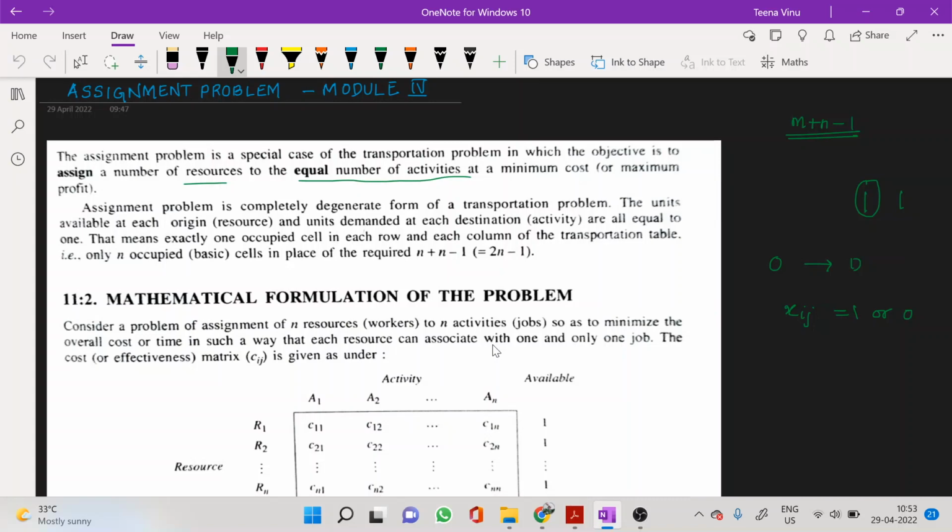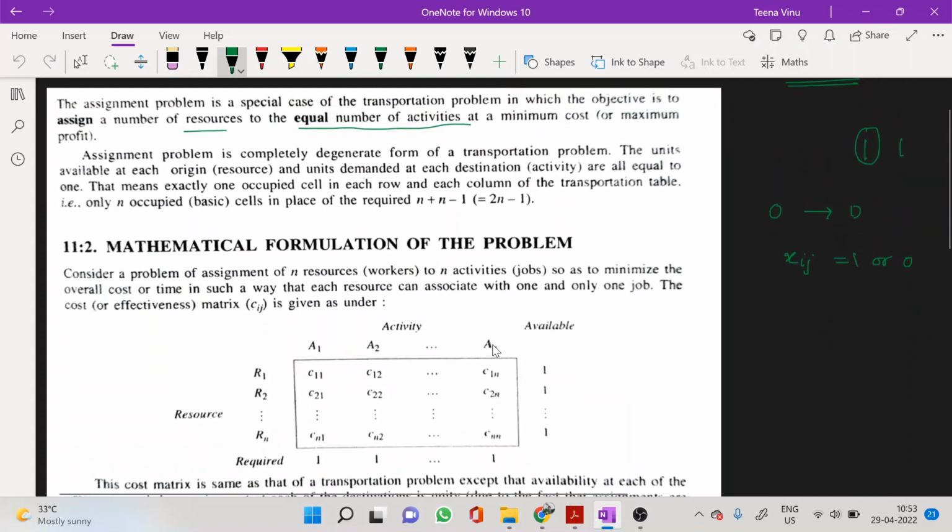Now from the theory part, just for your understanding, these are the specialities of assignment problem. The number of rows should be equal to the number of columns. In every row and in every column there is only one assignment, and this assignment problem is a completely degenerate form of a transportation problem. I shall explain this also later.